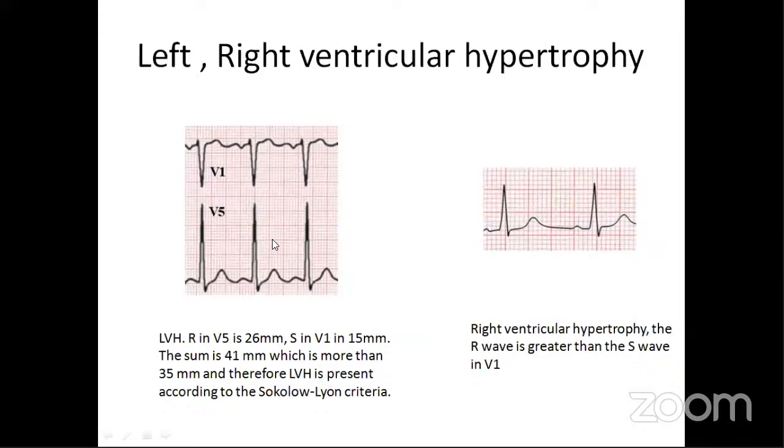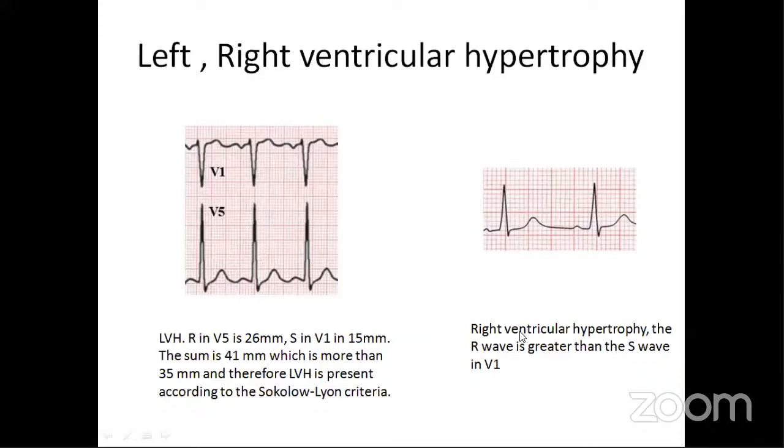See here, the R in V5 is 26 mm and the S in V1 is 15 mm, so the sum is 41, which is more than 35 mm. So the doctor can suggest that he has LVH, that is, left ventricular hypertrophy.